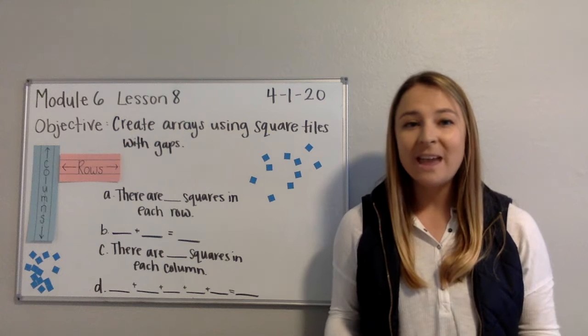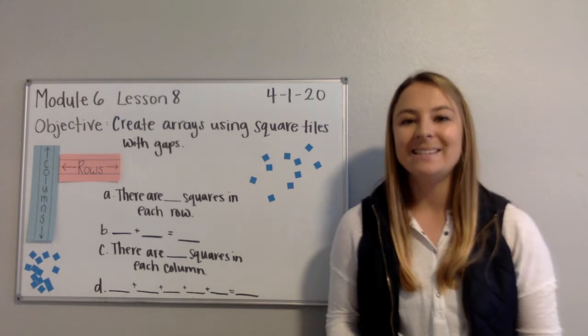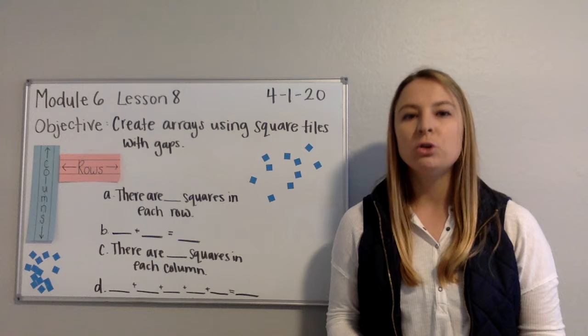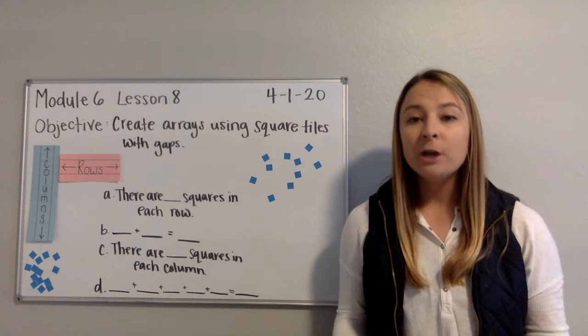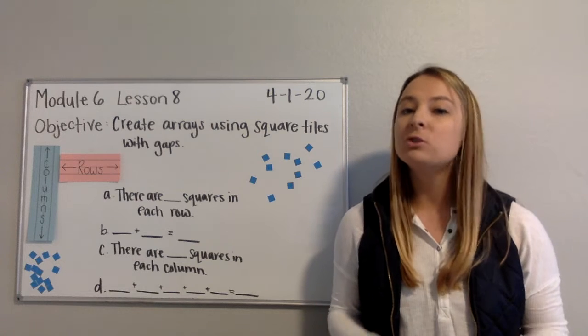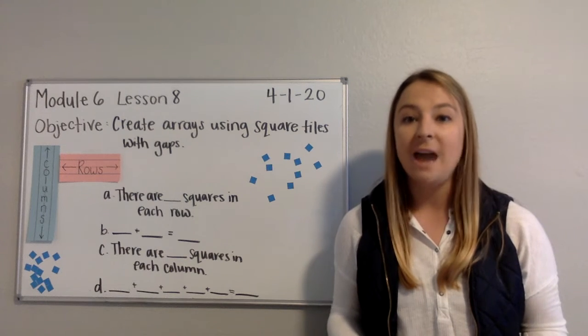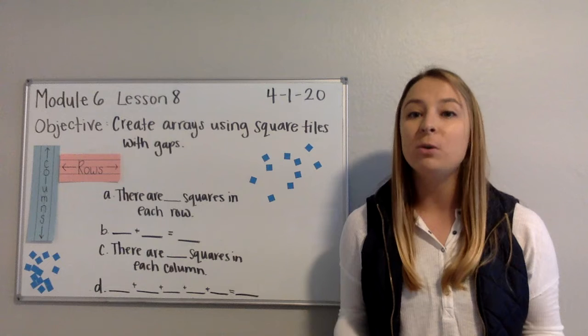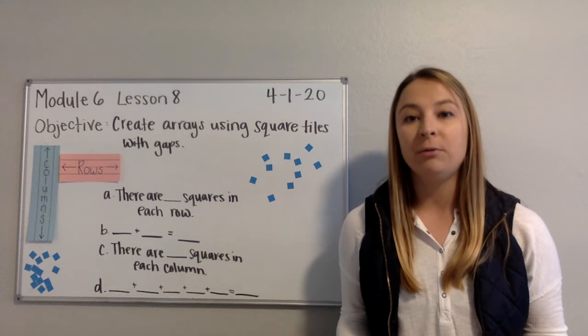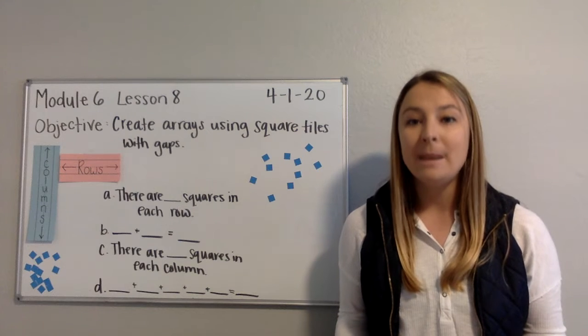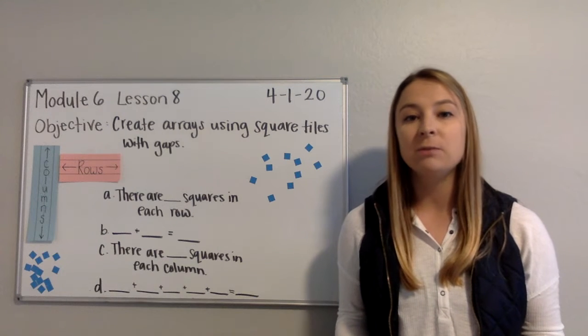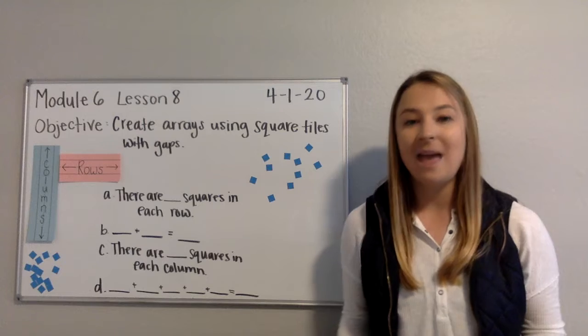Happy April Fool's Day. We are on Module 6, Lesson 8, and our objective is to create arrays using square tiles with gaps. If you're going to work along with me using manipulatives, don't worry about having square tiles. Any manipulative you have to move around and create different arrays will work. We are going to start with a total of 10 manipulatives. So if you have some counters in front of you, go ahead and count out 10.